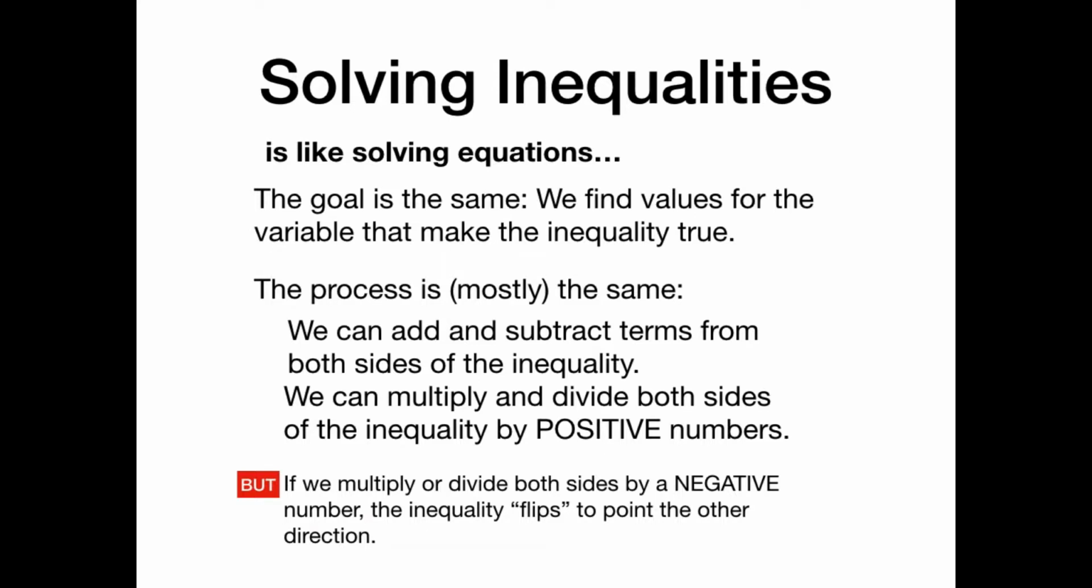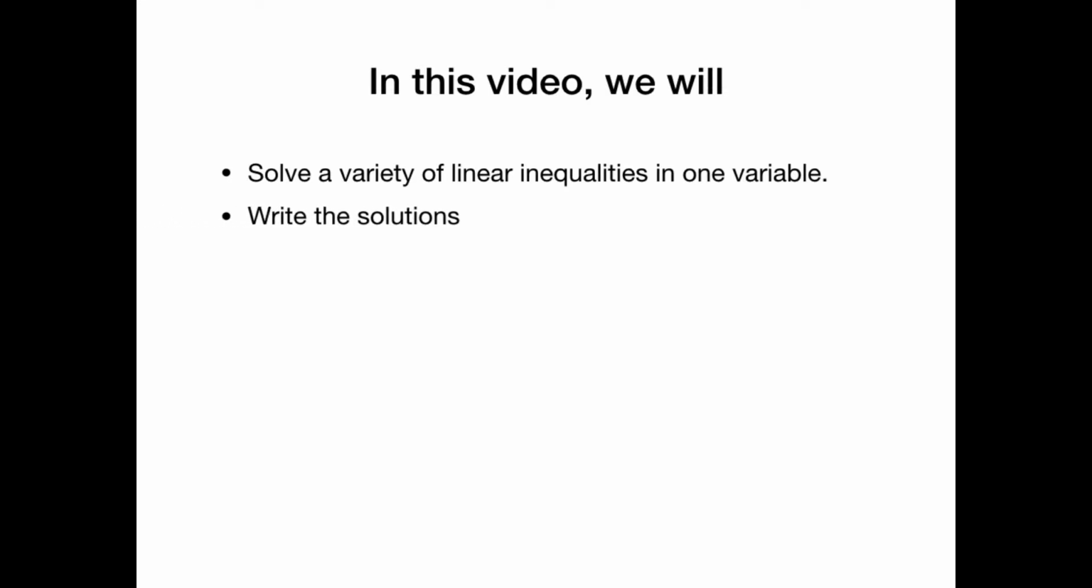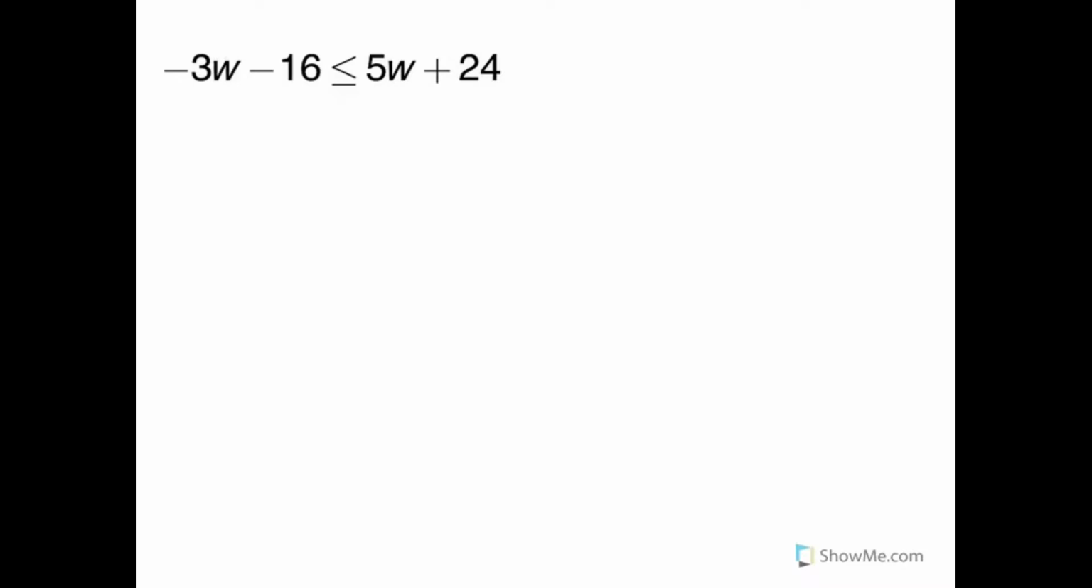the other direction. In this video, we will solve a variety of linear inequalities in one variable, and we'll write the solutions as inequalities and in interval notation. We're going to solve the inequality negative 3w minus 16 is less than or equal to 5w plus 24. The first step is to check if either side can be simplified and simplify it if so. But neither of these two sides can be simplified.